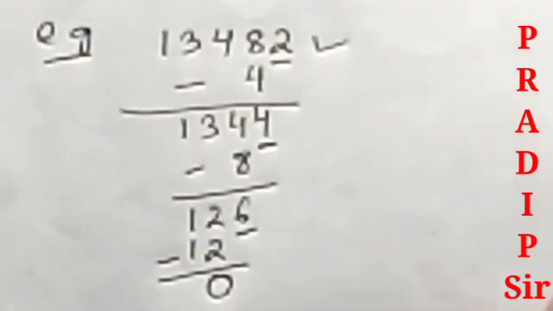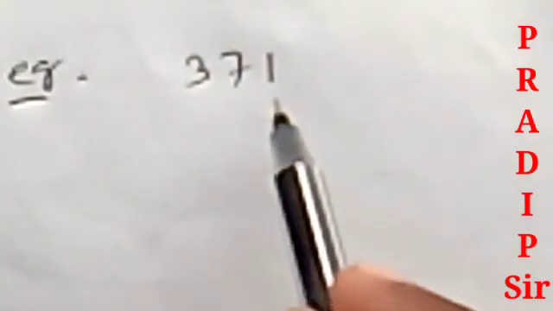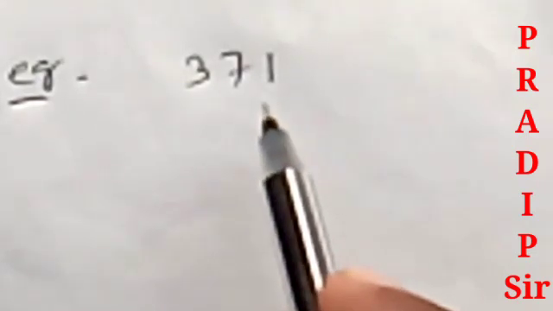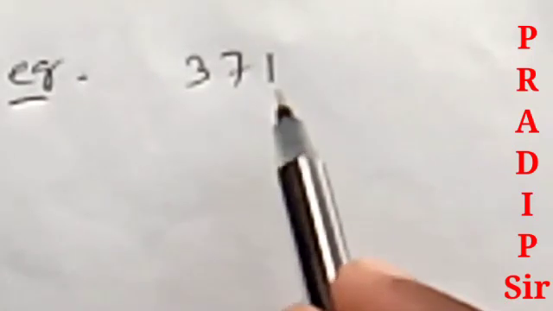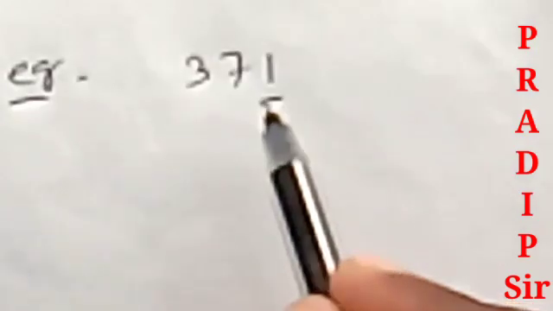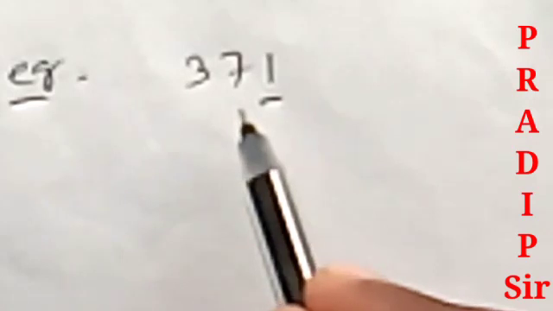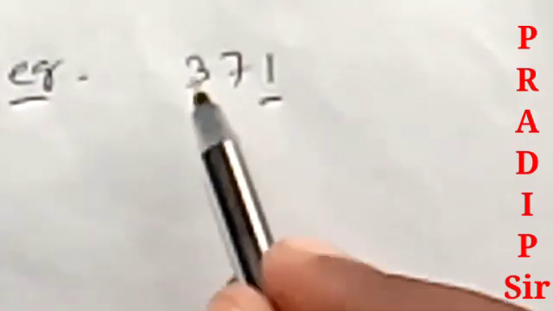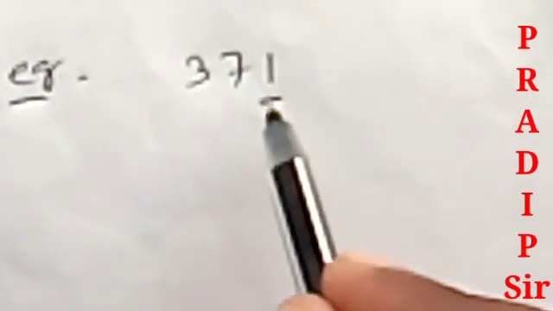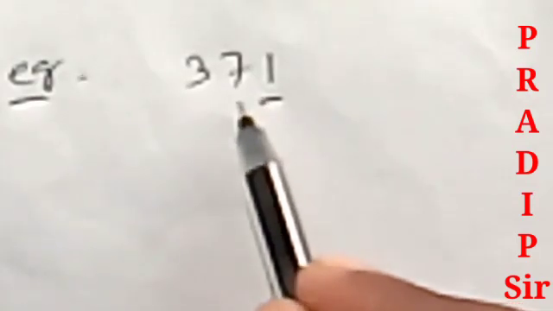Let's take another example, 371. The digit in the units place is 1. We have to subtract the twice or the double of this 1. So 1 into 2 is 2. So we have to subtract double of this 1, which is 2, from the rest of the number, that means the number formed by the rest of the digits. Yes, you have to subtract the double of 1 from the number formed by the rest of the digits. That means 37.